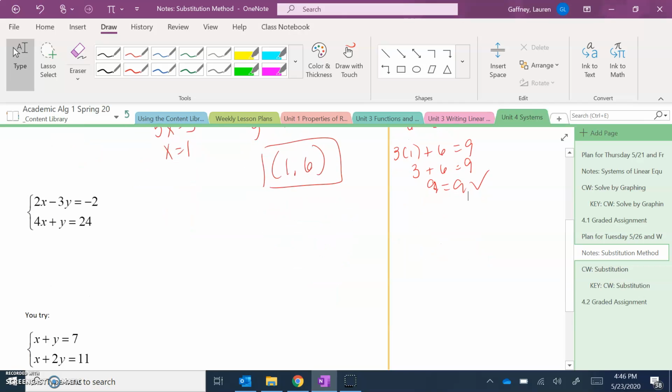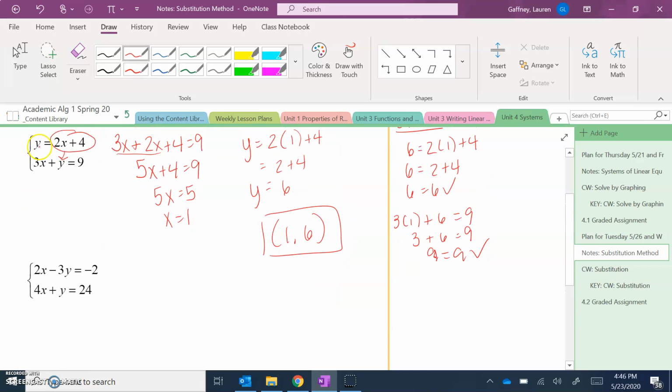So let's try another one. Notice here, I don't have one of the variables solved for like I did here. But is there one that I could easily solve for? Yes. You always want to look for the variable that has a coefficient of 1. That's the easiest variable to solve for. So to solve this, I would subtract the 4x over.